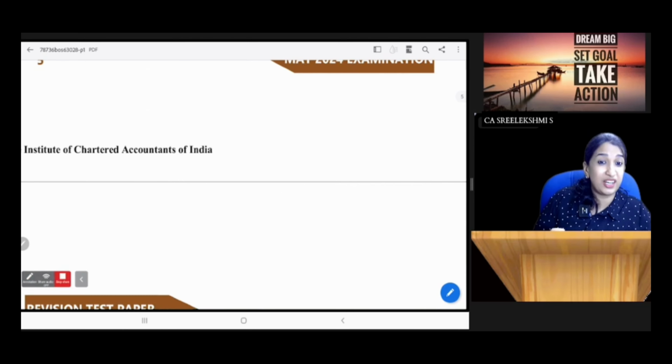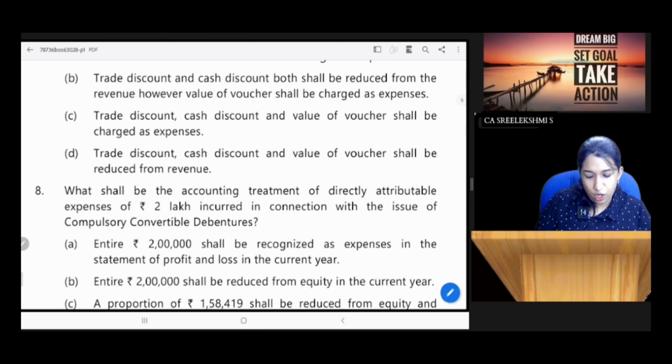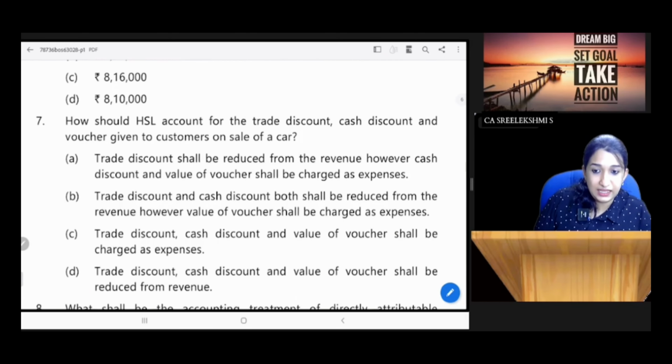A voucher cannot be treated as a separate performance obligation here because there are no additional promises given along with the voucher. There are no additional purchases, nothing. So we have to adjust all three discounts. So the answer is option D.